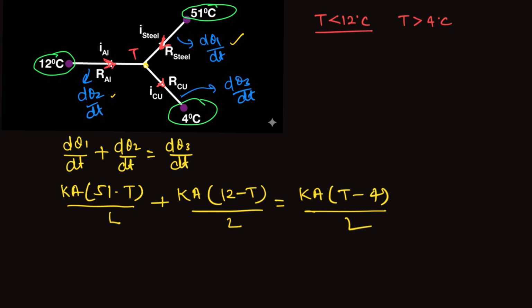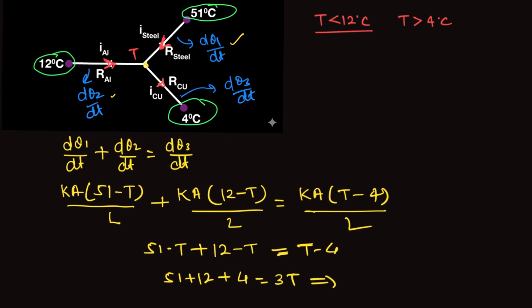And if I solve this equation, finally what I'll get, 51 minus T plus 12 minus T is equal to T minus 4. Now T we can take one side, so that is 51 plus 12 plus 4, that is equal to 3T. And if I solve this one, 51 plus 12, that will be 63, plus 4, that will be 67. So T will be equal to 67 divided by 3. That's how we calculate junction temperature.